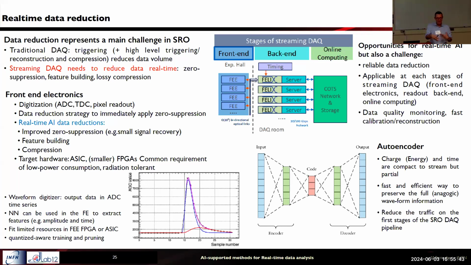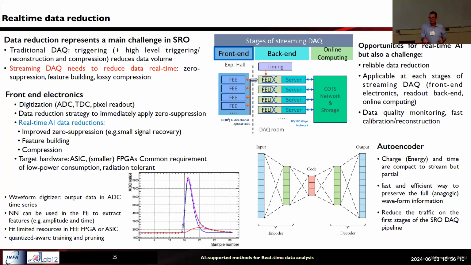I apply a fast algorithm that tells me in which sample the value went higher than a certain value, the threshold, and I get the time, as we discussed before. Or I can just integrate the signal, summing up the samples and taking the charge. I have two numbers in place of all the samples of the signal.